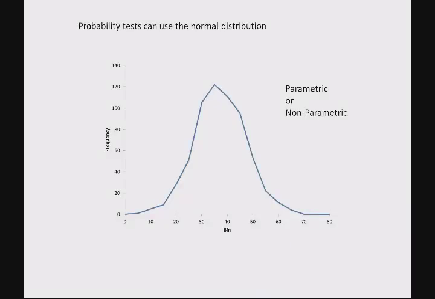Now, we could start from first principles and do probability testing, but the fact that we know something about the properties of the normal distribution means that if we have a normally distributed population, we can take some shortcuts. We can use the things that we know, for example, that 68% of the variation lies within 1 standard deviation of the mean, and 95% of the variation lies within roughly 2 standard deviations of the mean.